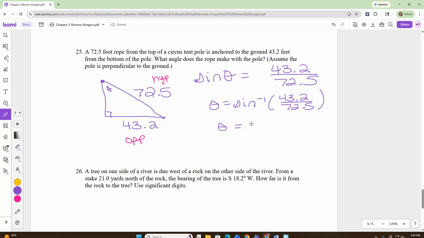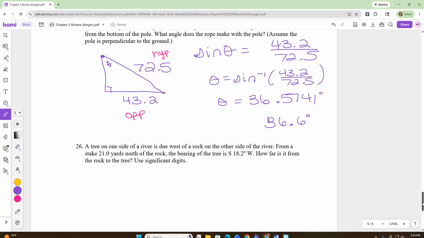So that gives us 36.55741 degrees. If you did significant digits, it would be 36.6 degrees, so either of those is fine. The next one. I had quite a few questions about this one.